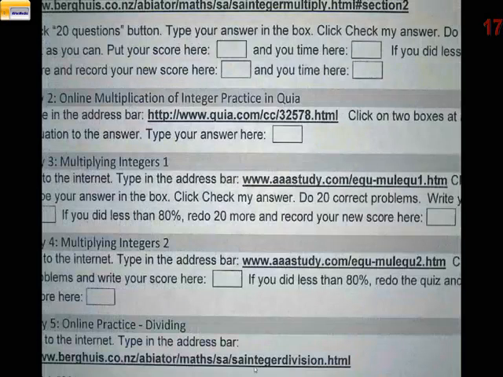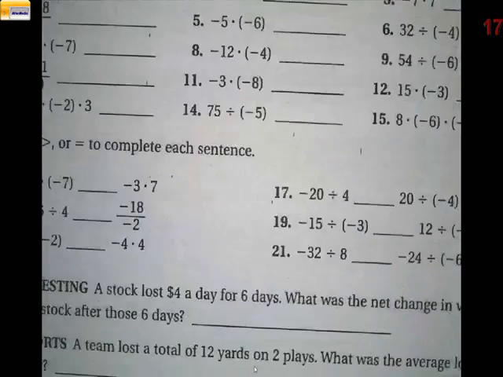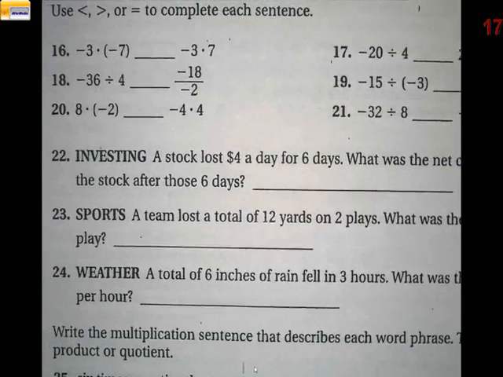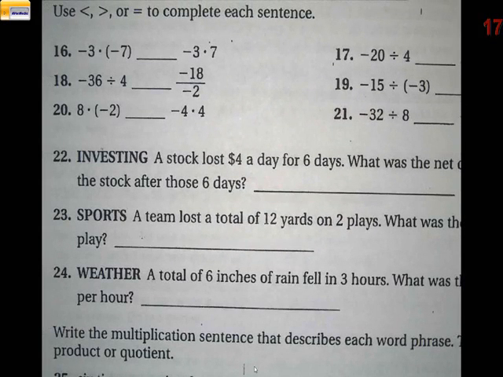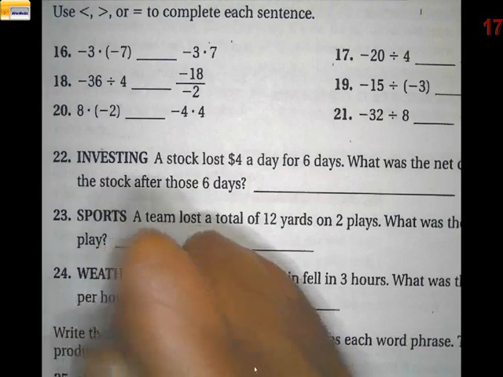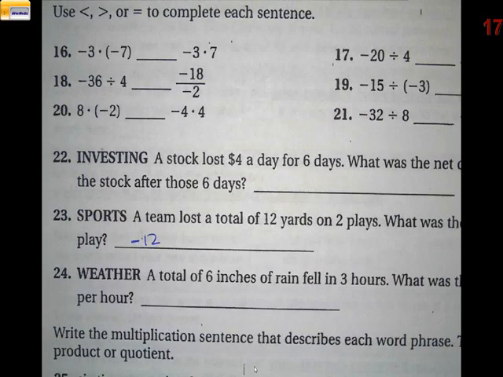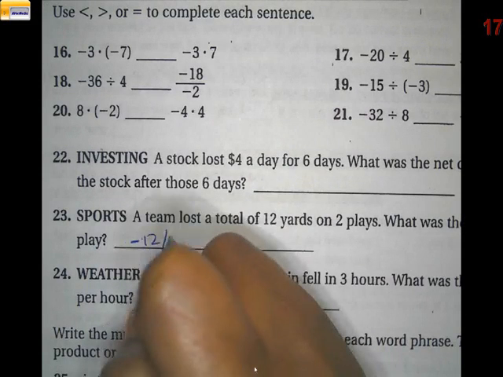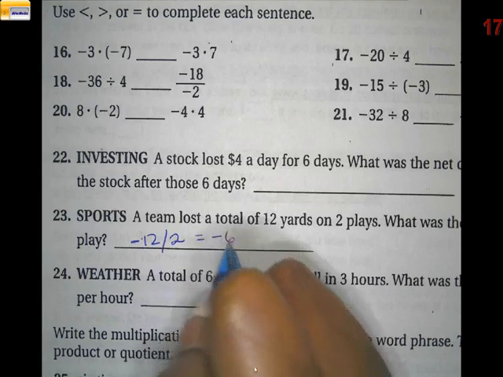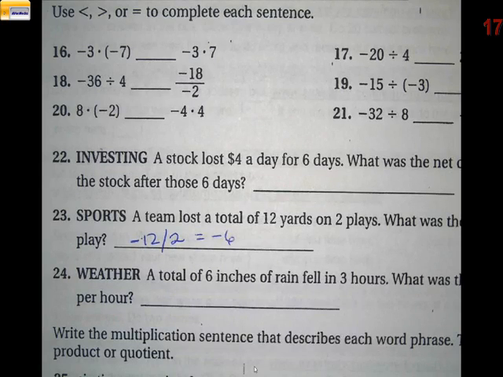Let's go back to page 8 and do maybe 1 or 2 of these yum-yums to make sure you guys have it down. On question 23, a team lost a total of 12 yards on 2 plays. What was the average loss per play? So we would say minus 12, right? Because it's a loss of 12 yards. And we're going to divide it by 2 to get the average. So what would my answer be? What kind of 6? A negative 6. So it's a loss of 6 per play.